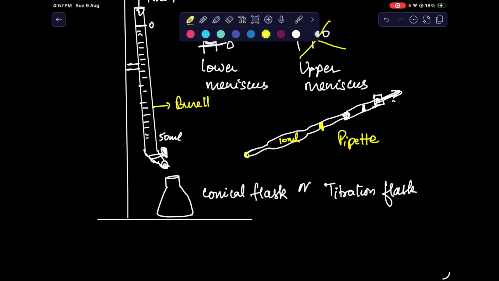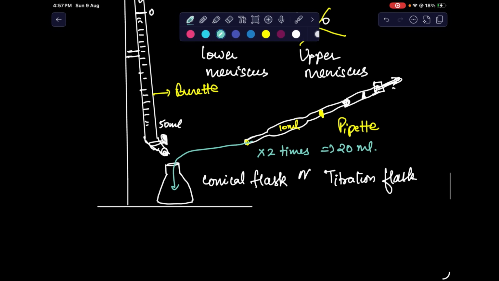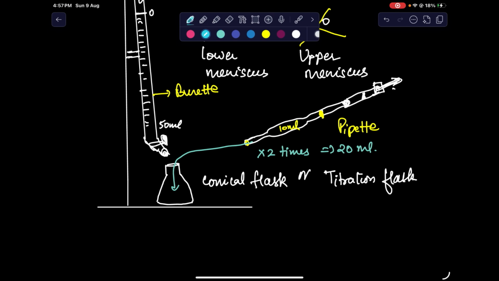Now what you will do, you will put this oxalic acid into this conical flask. You will take it 2 times. Why? Because you have to take the volume of the solution as 20 ml. Why do we emphasize on 20 ml? If we take large volume, then the percentage of error is reduced, right? So now you will add 2-3 drops of phenolphthalein.